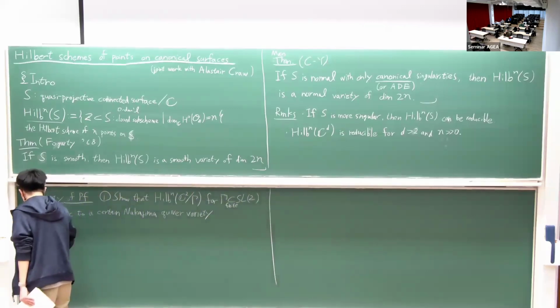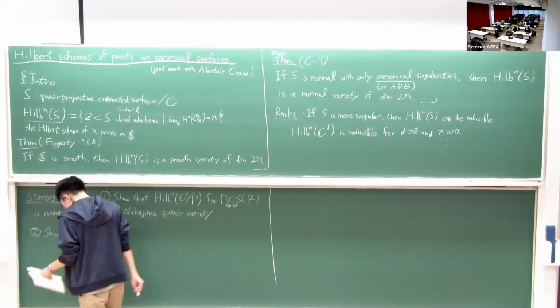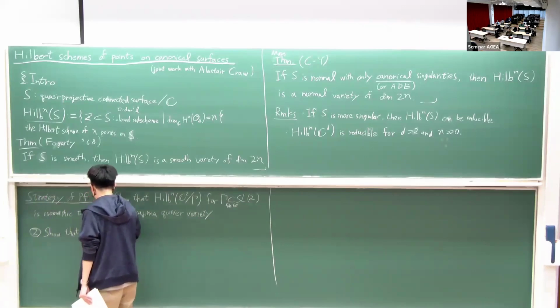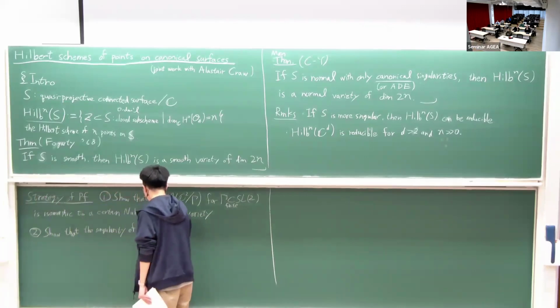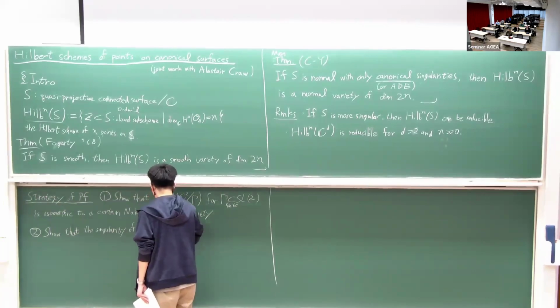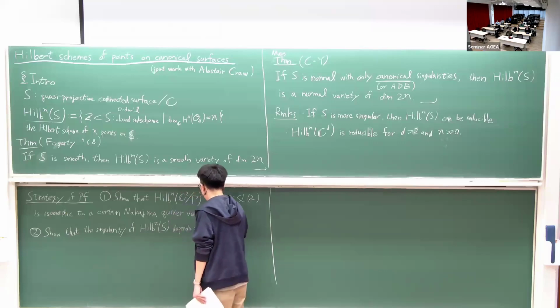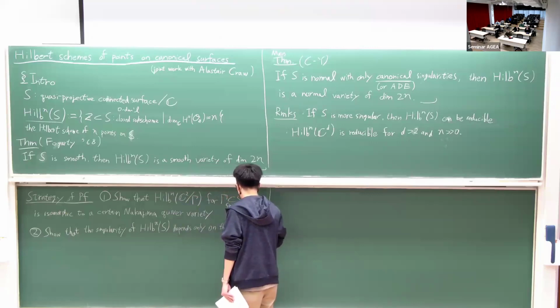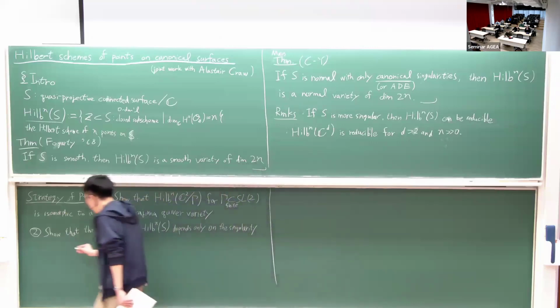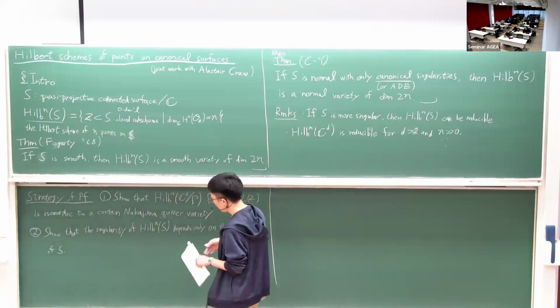And as the second step, show that the singularity of the Hilbert scheme of the surface depends only on the singularity of S. Here, the singularity means the analytic local singularity.